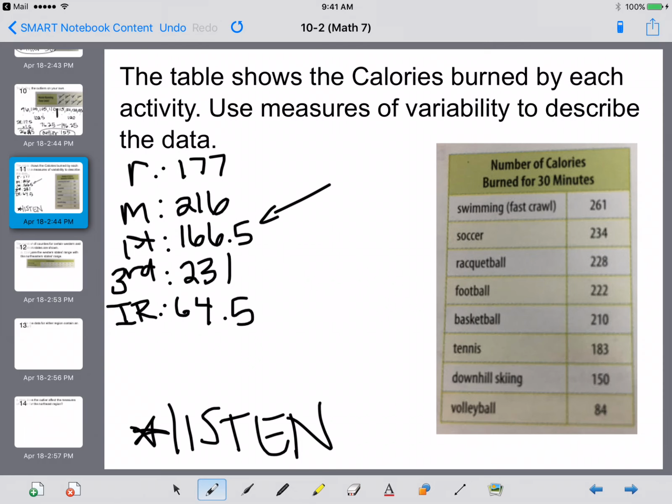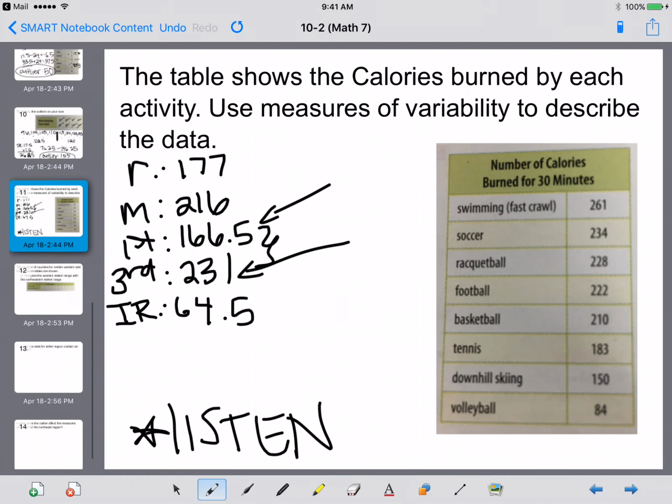In 1/4 of the activities, you will burn 231 calories or more. And it's 1/4 of the activities. I think I just said third. So 1/4 of the activities, you will burn 231 calories or more. So from that third quartile up is 1/4 of your information. And the number of calories burned for half of the activities is in the interval of 166.5 to 231. So it's in between those numbers.